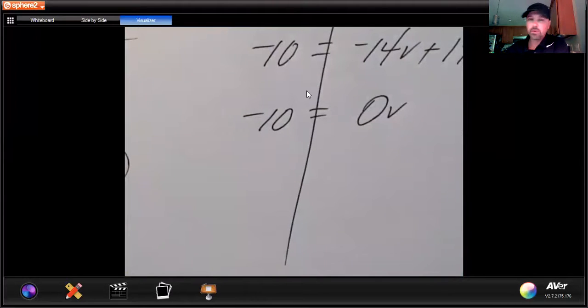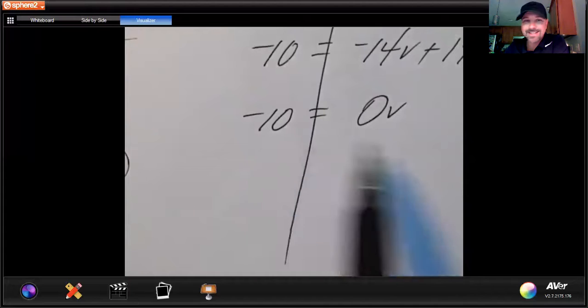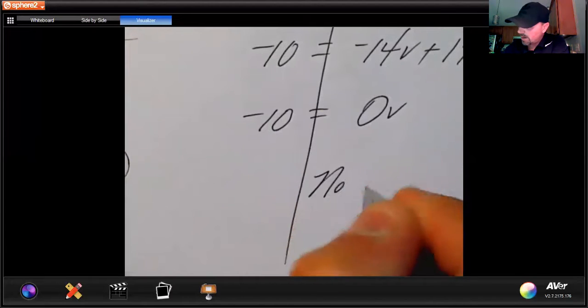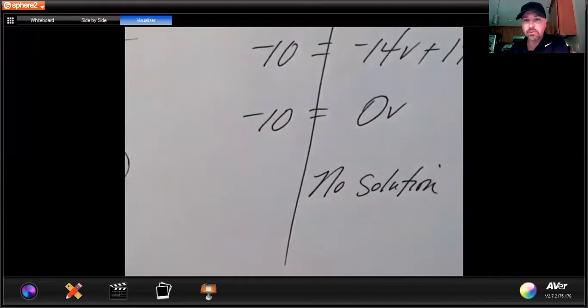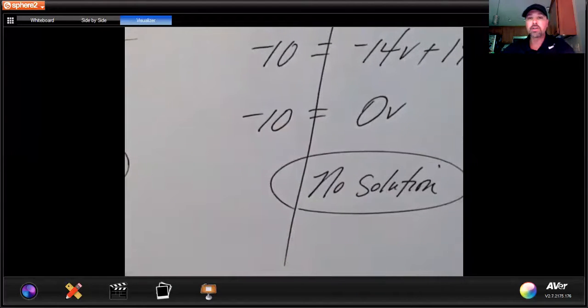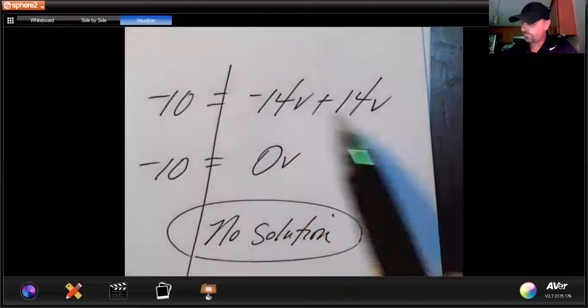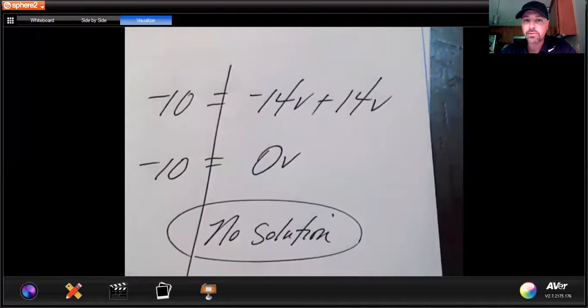Okay. Now, you may be thinking about that, like, what happens when you multiply a number times 0? Regardless of what number it is, you always get 0. Okay. So this can't happen. You can't multiply 0 times anything to get negative 10. So this is an example of a problem that has no solution, and that's the answer. There is no solution. There's no number you can put for V to make this problem true.